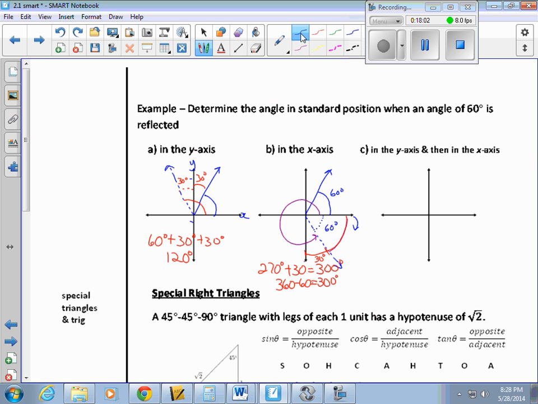So if I start with an angle in standard position that is 60 degrees, so that's that measurement there. It's reflected in the y-axis, so then that means it's going to be reflected like that. And then it's reflected in the x-axis, so then it's flipped down. That's looking more like 45 degrees then.